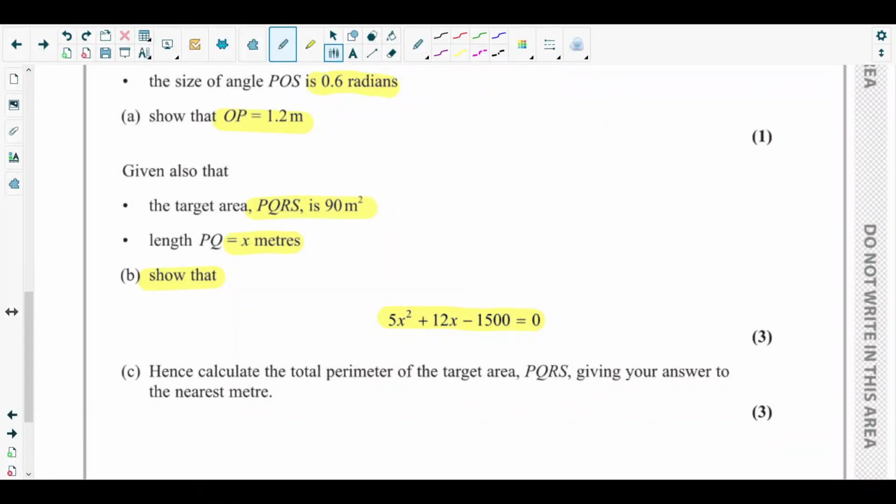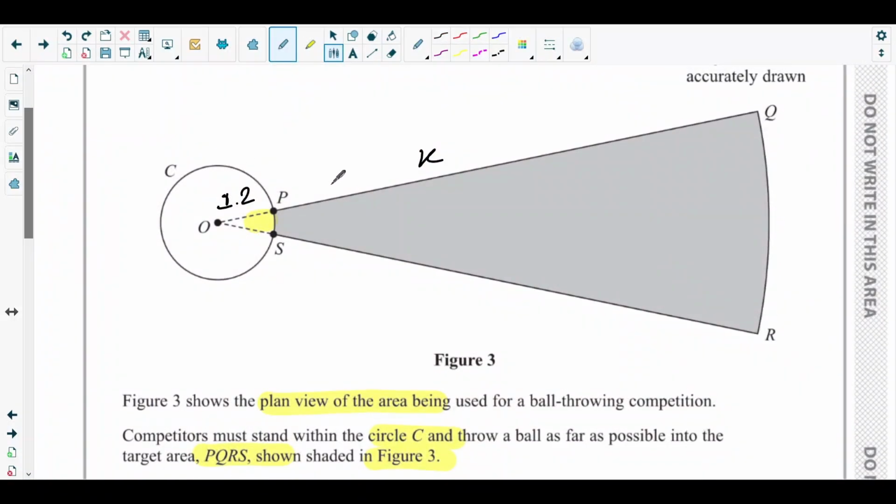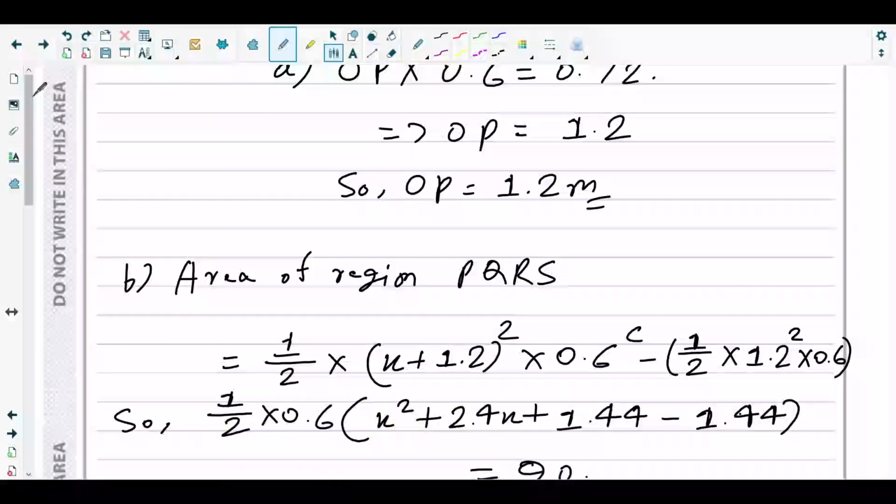Next is part C, the last part of question number 9. Hence, calculate the total perimeter of the target area PQRS, giving your answer to the nearest meter. Perimeter is basically the border length. So what would be the perimeter of this shaded region PQRS? This is x, this is x. We know the length of PS, which is 0.72 meter, and we just need to figure out the arc length QR.